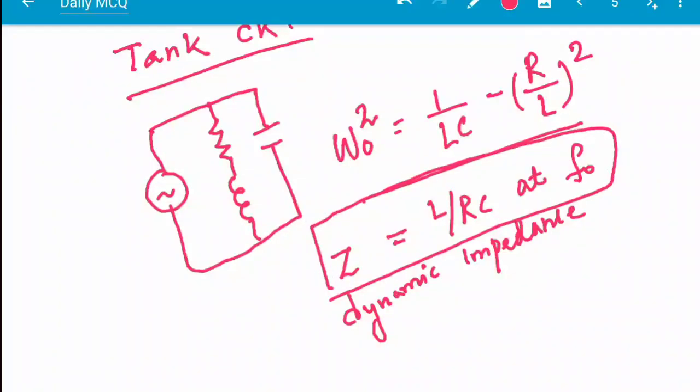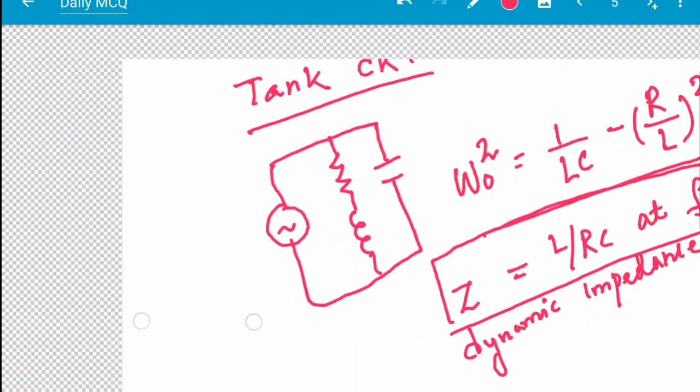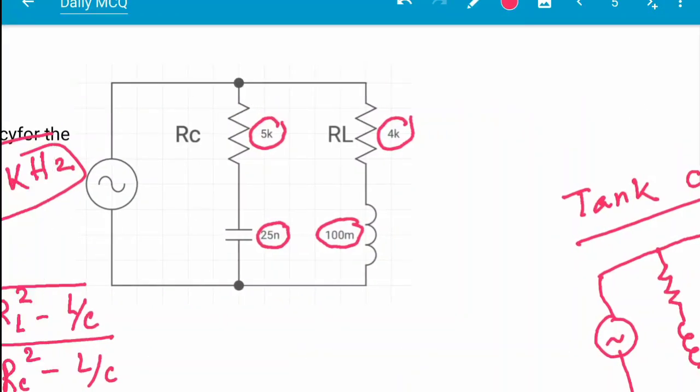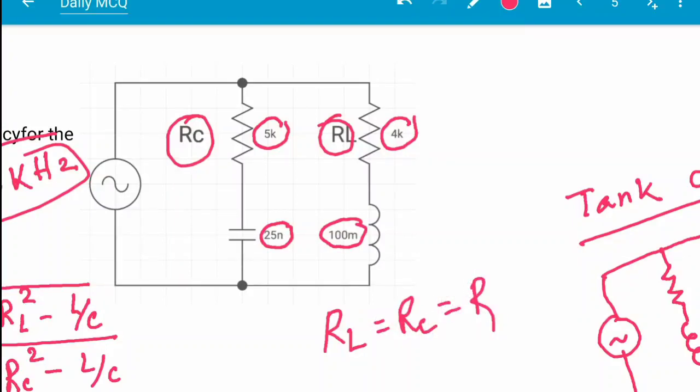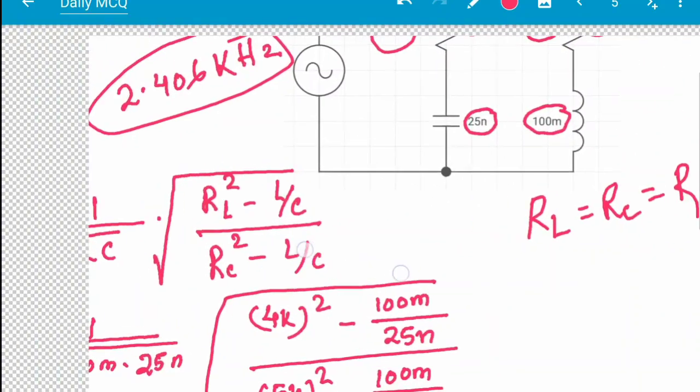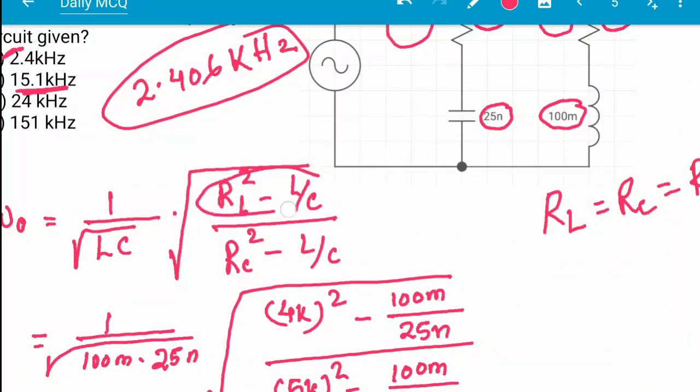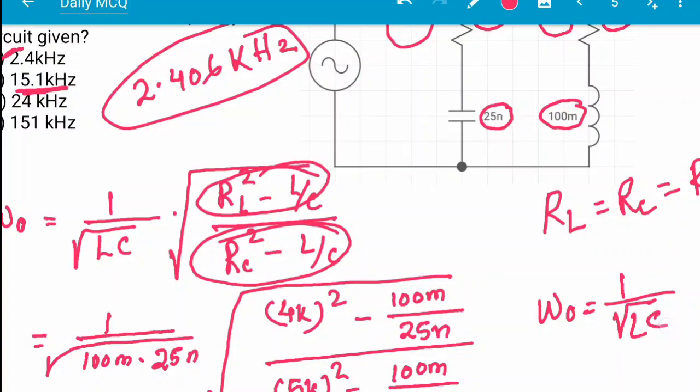This impedance value is at resonant frequency, at f0, only. And in case of the previous question there is also a condition: if RL is equal to RC, suppose RL is equal to RC equal to R, then what will happen? Look at the formula, this term and this term will be cancelled out and it will be 1. So omega 0 will be equal to 1 by root over of LC.